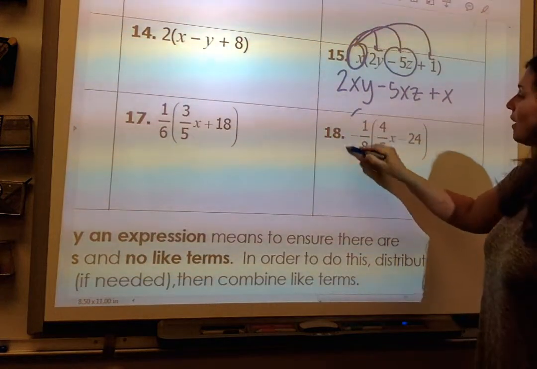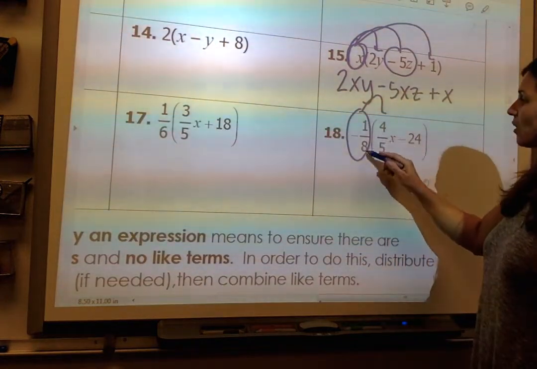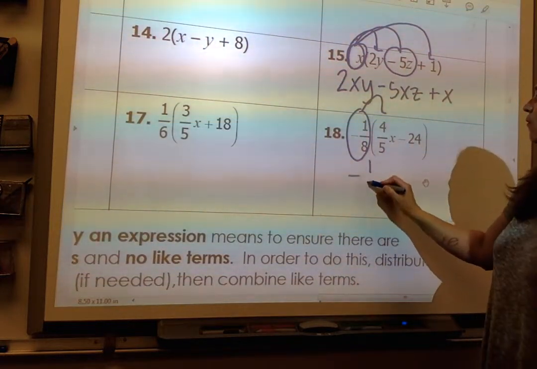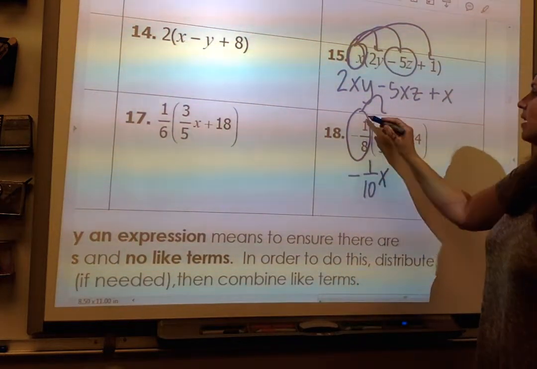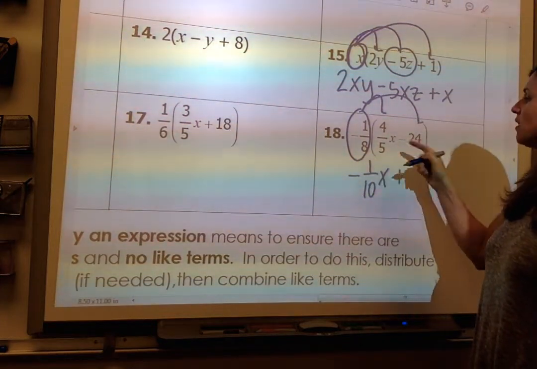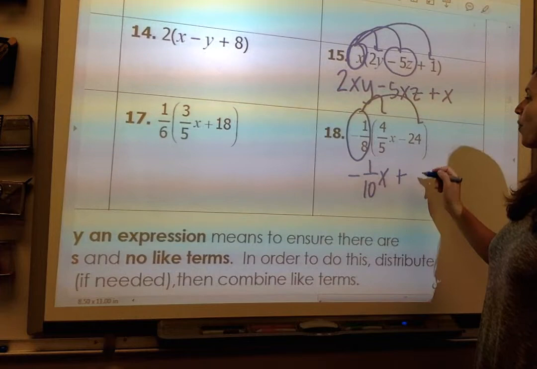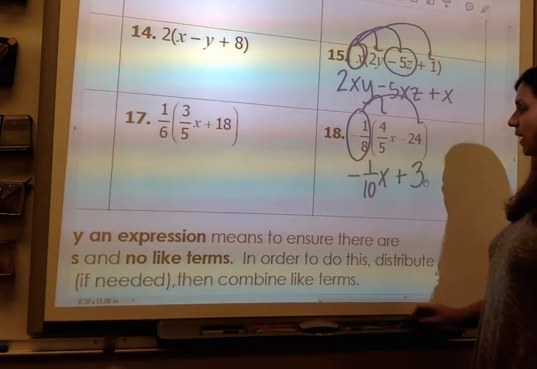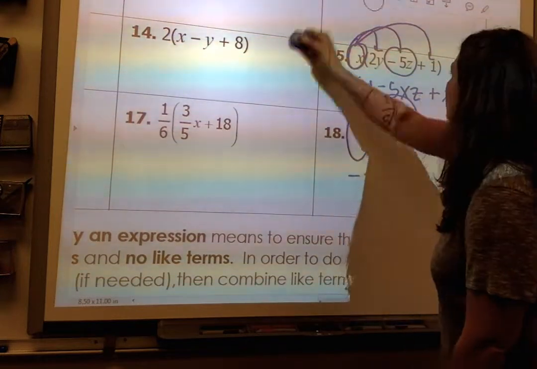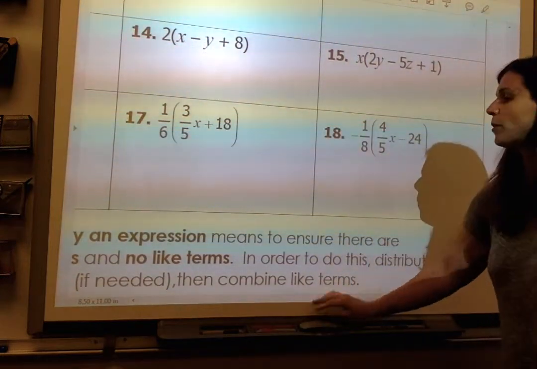So, negative 1/8 times 4/5. I can cross-reduce 4 and 8 in my head, and I would get negative 1/10 x. Negative 1/8 times negative 24. A negative times a negative is a positive. 8 and 24 cancel out to 3. So that's my final answer, negative 1/10 x plus 3. Okay? All right. That's the distributive property.